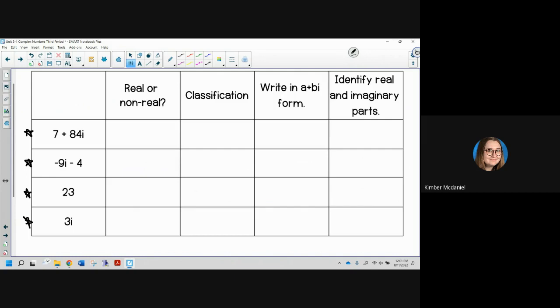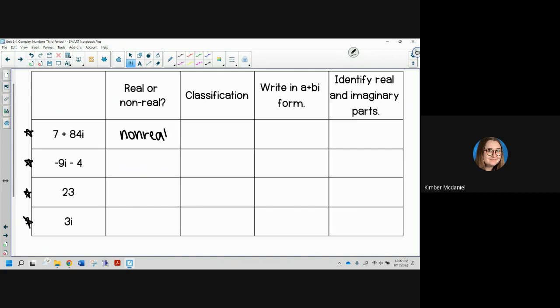Okay. So looking at that first expression, we have 7 plus 84i. You can see here we have an I in it, which means that this number here is automatically non-real. Now you'll notice in the table, non-real has a hyphen. You can write it like this or without the hyphen. On the EOC, they write it both ways. I just write it without the hyphen myself. But again, 7 plus 84i has I in it, so that makes it non-real.